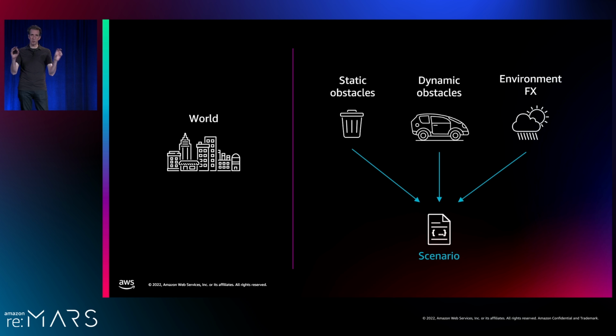If you combine these three elements, the static obstacles, dynamic obstacles, and environment, if you take one particular configuration of those three, that's what we call a single simulation scenario. And in Ambit, you save these scenarios out as simple text configuration files that can be loaded into a simulator at runtime.